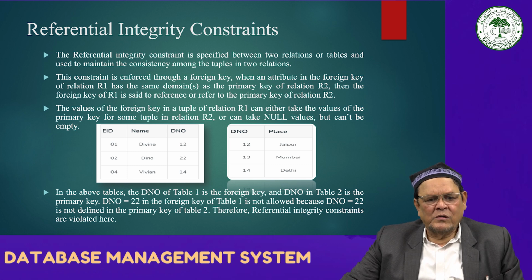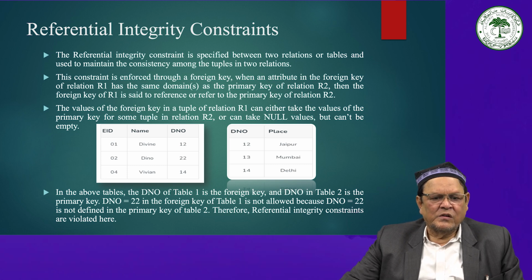In the above table, the D number of table 1 is the foreign key and the D number in table 2 is the primary key. D number 22 in the foreign key of table 1 is not allowed because D number 22 is not defined in the primary key of table 2. Therefore, the referential integrity constraint is violated here. This is a good example.